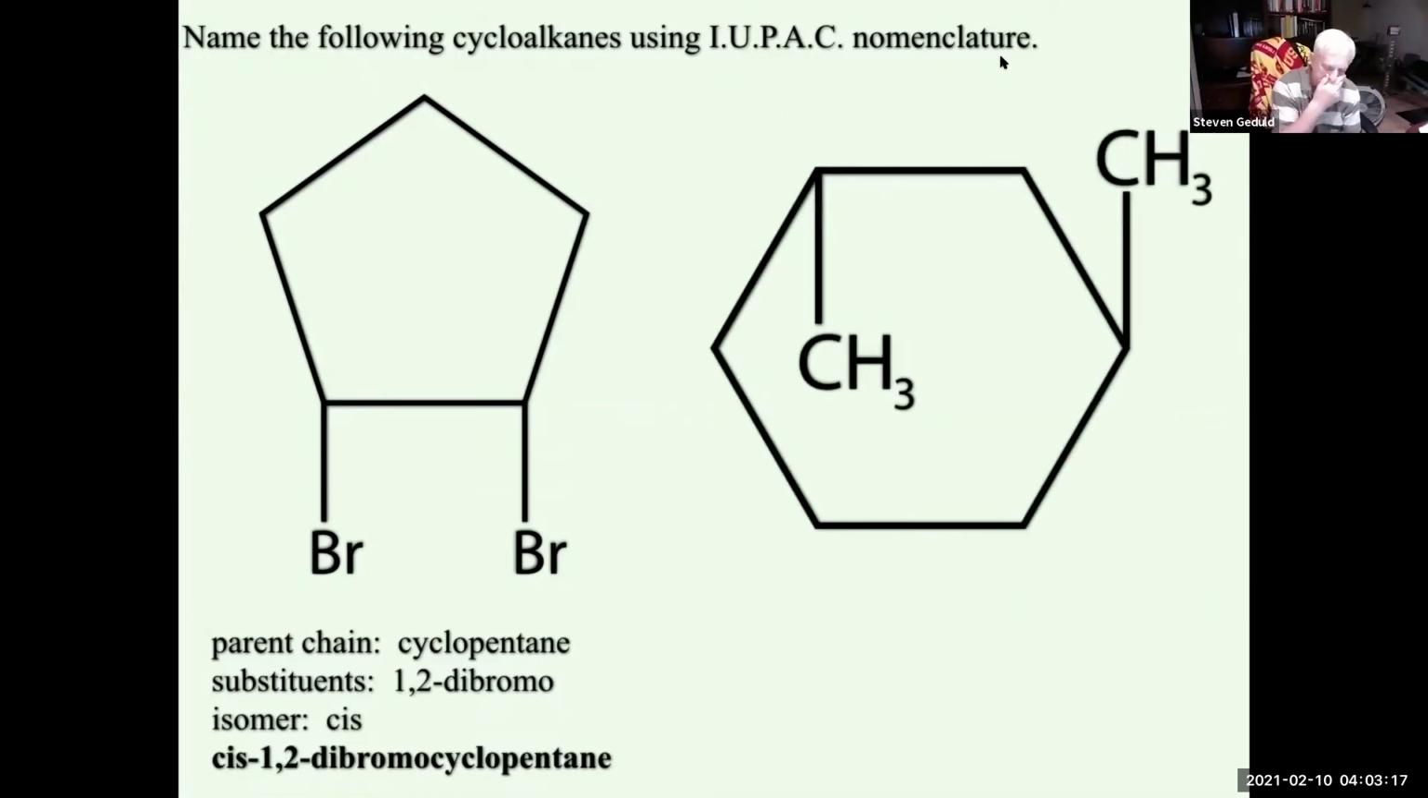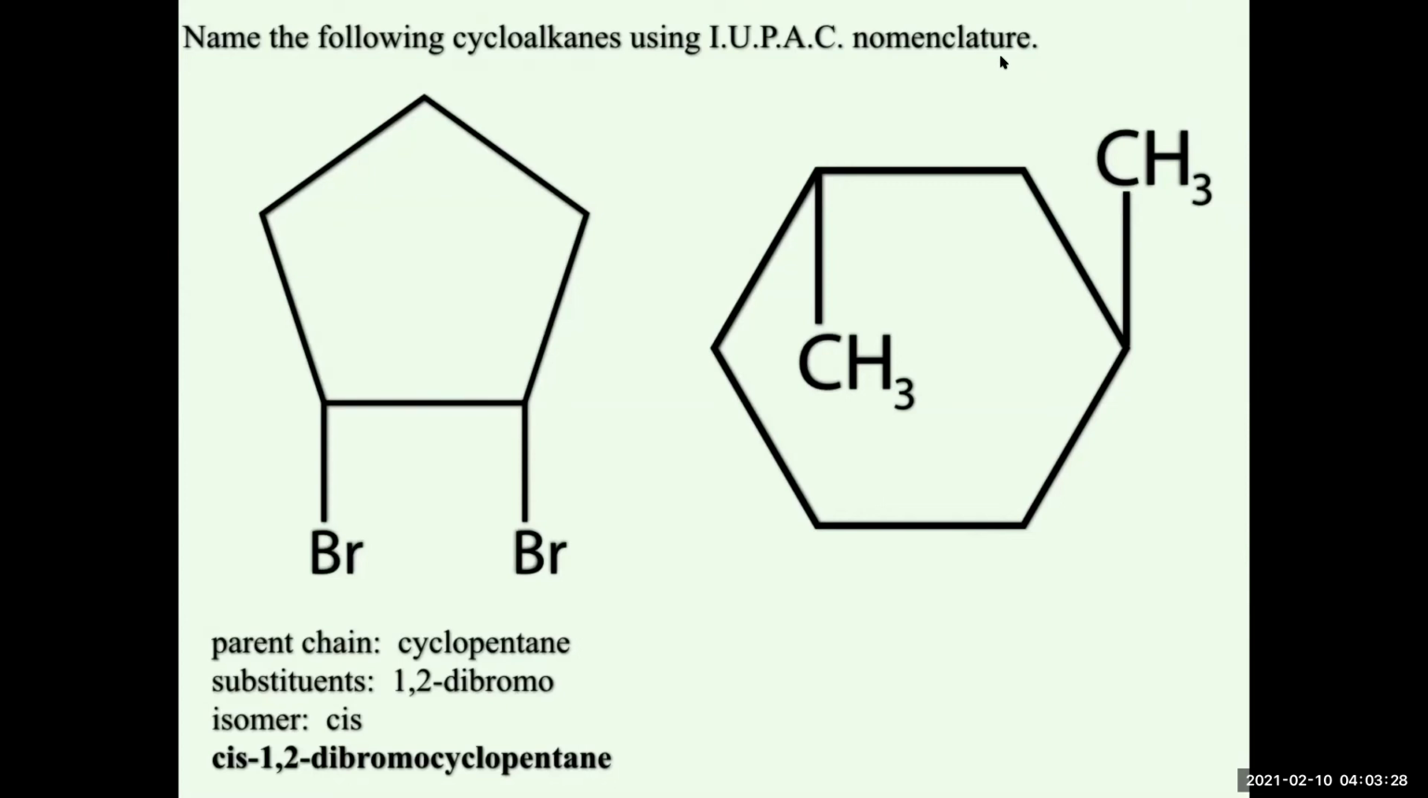Okay. You see, one's up, one's down. We got 6 carbons in a ring. So what's the parent chain? What's the cyclo? Cyclo what? Cyclohexane. Cyclohexane, that's your parent chain.